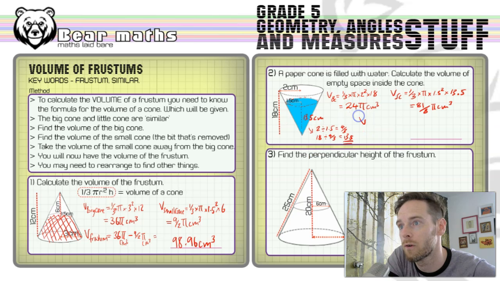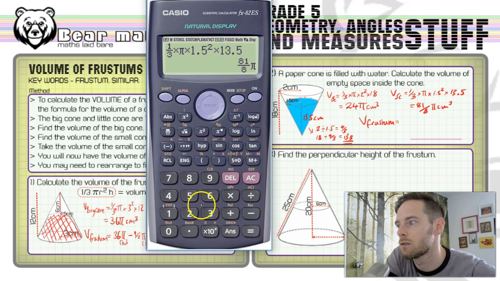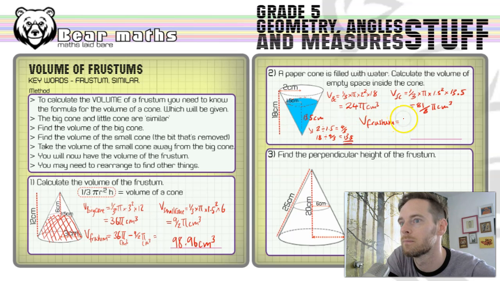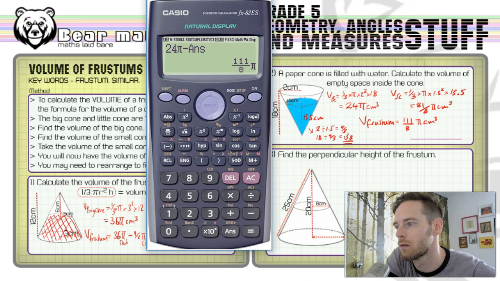So the volume of the frustum equals, which is the empty space inside the cone, remember, the 24 pi minus the answer. So 111/8 of pi centimeters cubed, and we can give our answer in centimeters cubed.